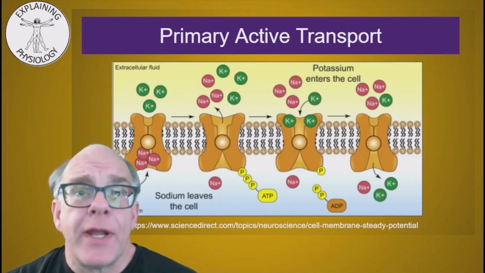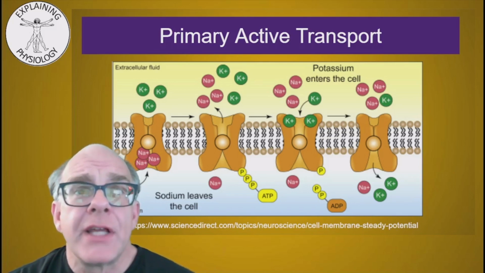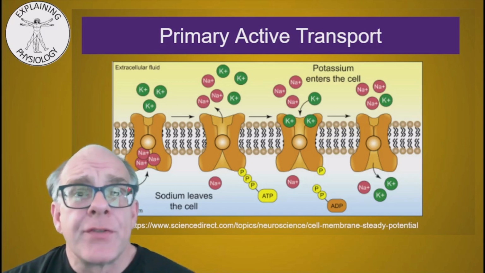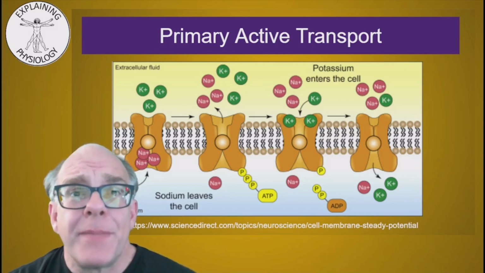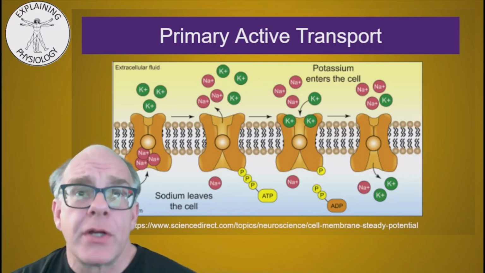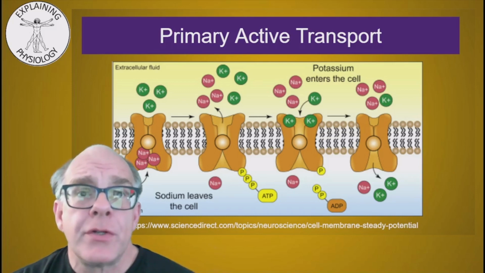In active transport, we are generally going to be moving things against their concentration gradient, so moving things from low concentration to high concentration. And so active transport is basically a process that is going to build up that concentration gradient that is going to allow for that passive movement or that diffusion to occur.